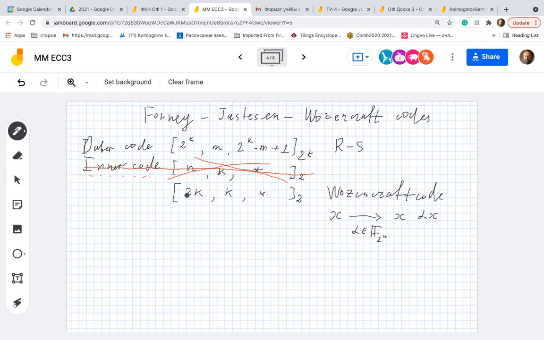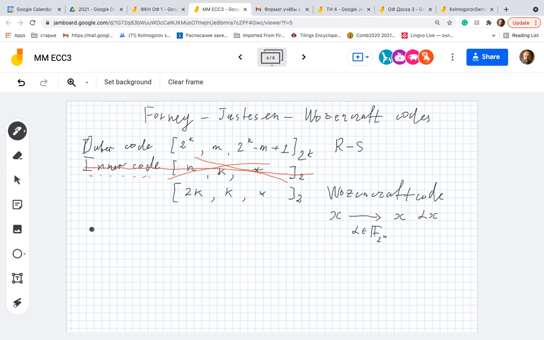But this is not all. Instead of searching for the best alpha, for which the distance is maximal, we will use different alphas. More precisely, we use for each block its own alpha, and alpha will be just equal to the number of the block. So the code words will look as follows.